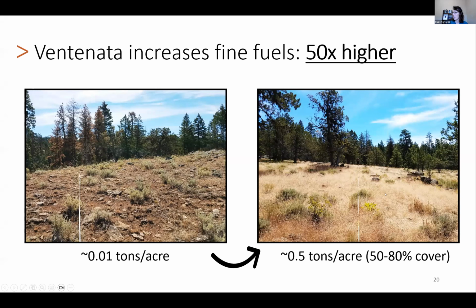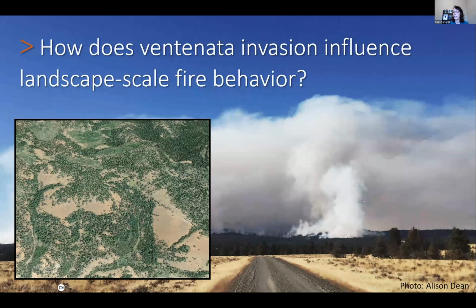You probably don't need science to tell you that there's more fuel in this scabland on the right, but we went ahead and measured it and found that Ventenata increased fine fuel biomass by 50 times in these invaded systems compared to the uninvaded systems. So huge increases in fine fuels in general, and also much higher continuity, so fewer bare spaces between these fuels.